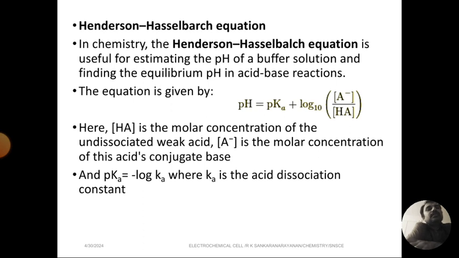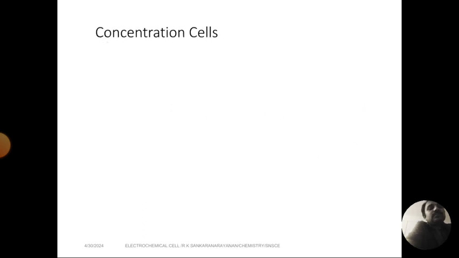Henderson-Hasselbalch equation. In chemistry, the Henderson-Hasselbalch equation is useful for estimating the pH of a buffer solution and finding the equilibrium pH in acid-base reactions. The equation is given by pH equals pKa plus log10 of A minus divided by HA, where HA is the molar concentration of undissociated weak acid and A minus is the molar concentration of the conjugate base, and pKa equals minus log Ka, where Ka is the acid dissociation constant.